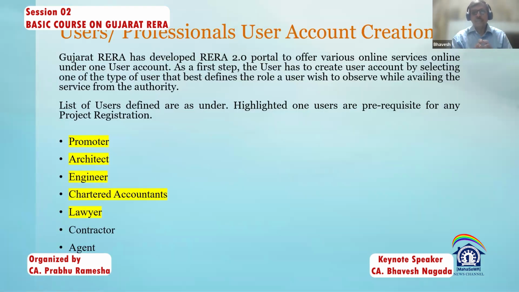Basically, I believe that 1.0 has been migrated to 2.0. So either the promoter already has a user ID on the platform, or he is a new promoter. So I start with a new promoter. Persons who can have a user ID independently on Gujarat RERA are the promoter, architect, engineer, chartered accountant, lawyers, contractor, real estate agents, and citizen. The highlighted ones are the ones which will be helpful for our registration process.